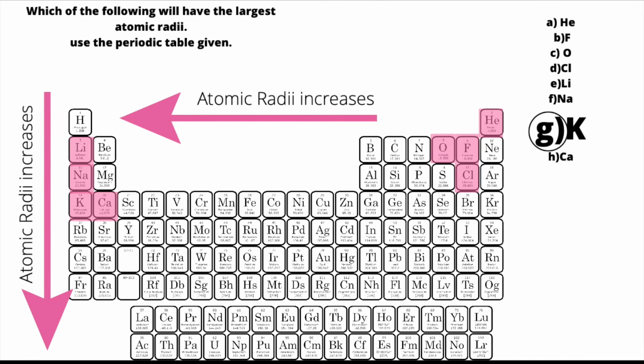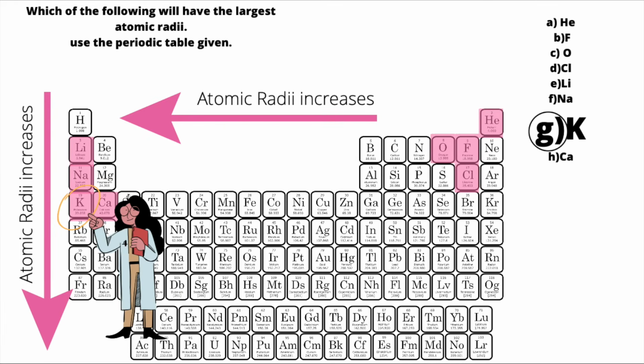So if we locate all of the given answers of the elements on the periodic table, we just have to find the element furthest to the left and lowest on the periodic table. That element is potassium. So potassium has the largest atomic radii.